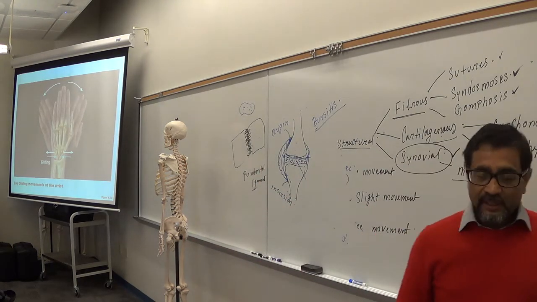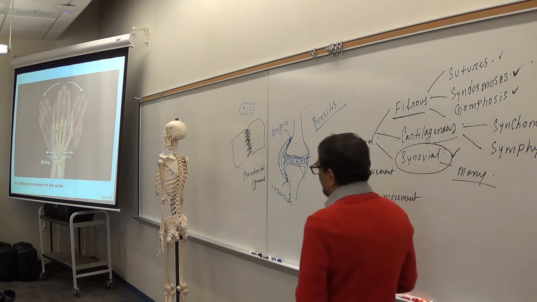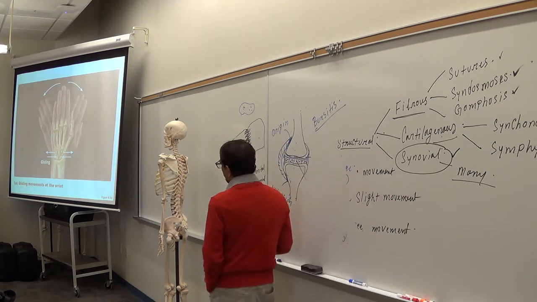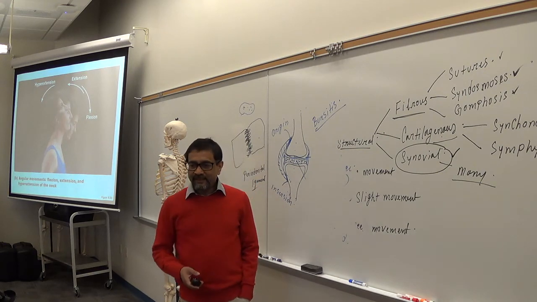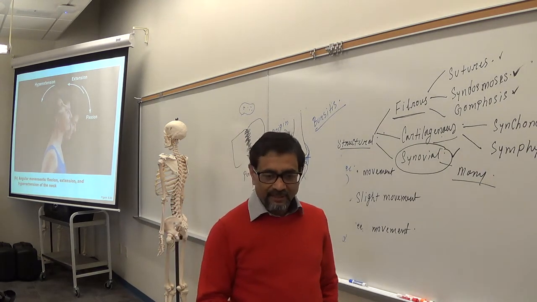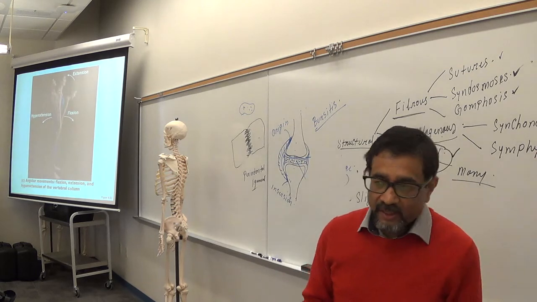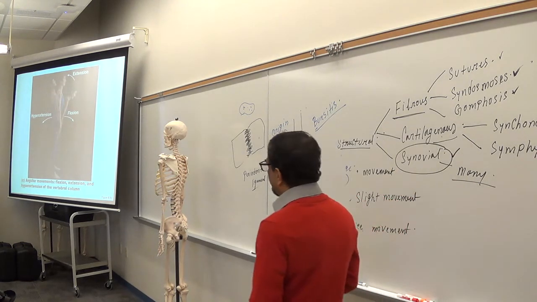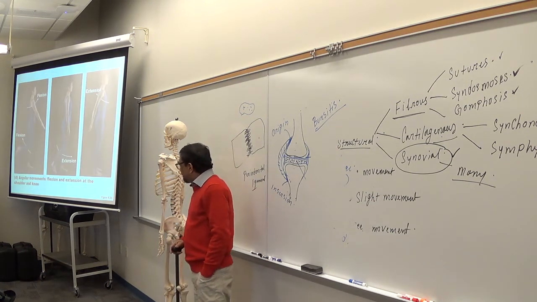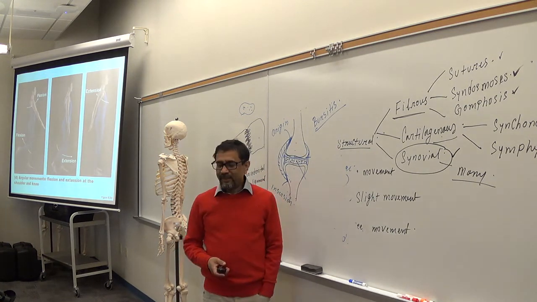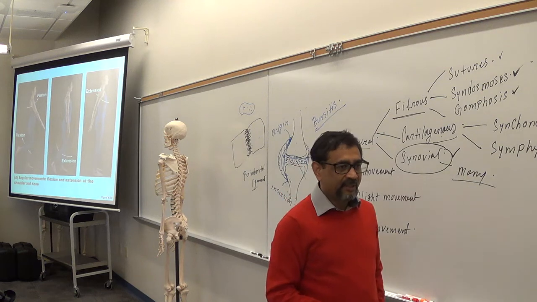So here you see gliding between short carpal bones. You see flexion of head, extension, hyperextension. You see flexion of upper part of body, extension, hyperextension. But I showed you all of this. Flexion of leg, extension of leg, no hyperextension.